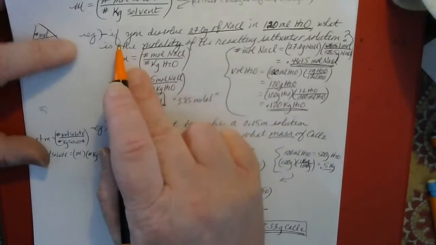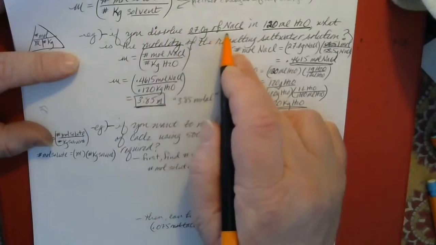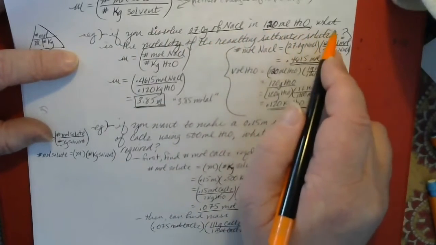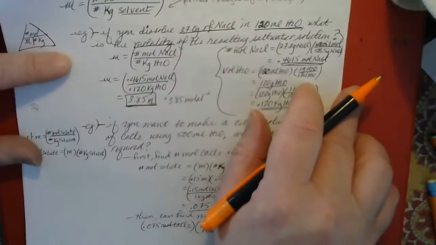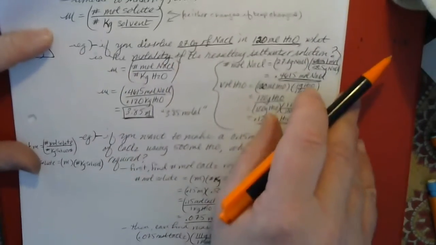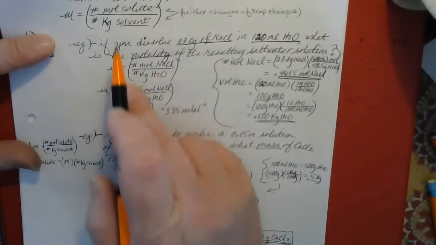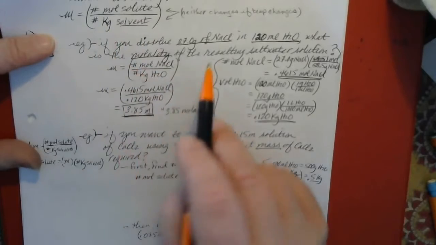And so here's a question like that. If you dissolve 27 grams of sodium chloride in 120 milliliters of water, what is the molality of the resulting saltwater solution? So the two things you're going to need will be the moles of the solute, that's the sodium chloride, and you're going to need the mass of the water in kilograms.